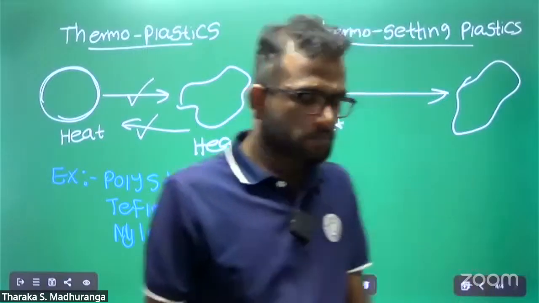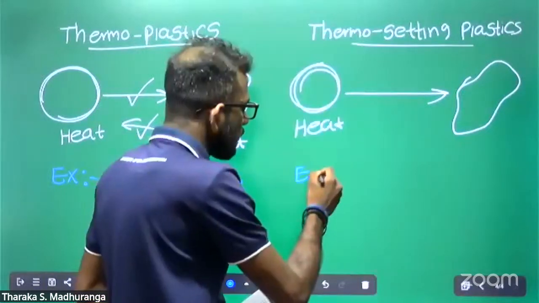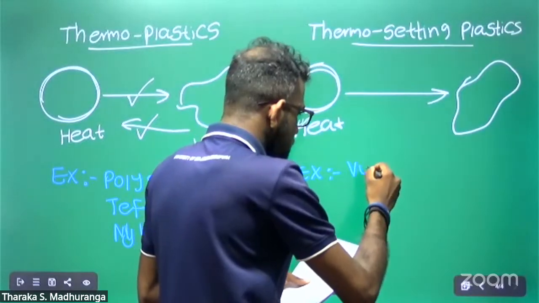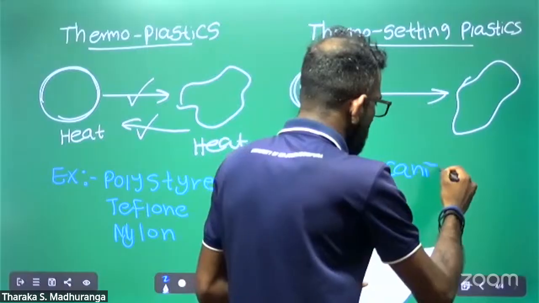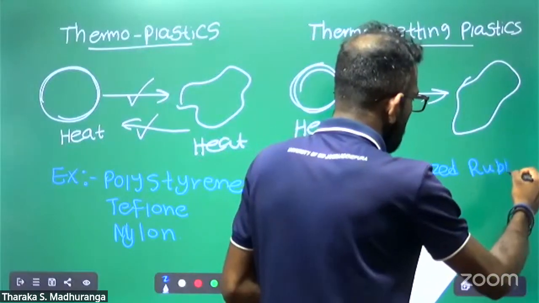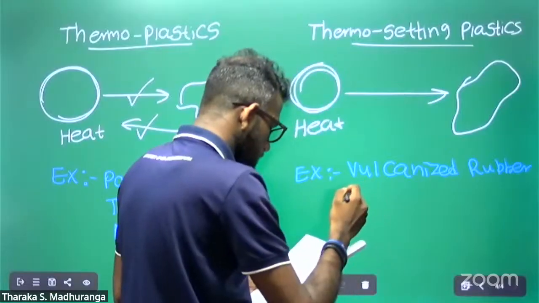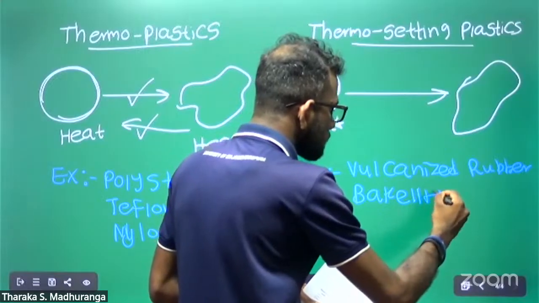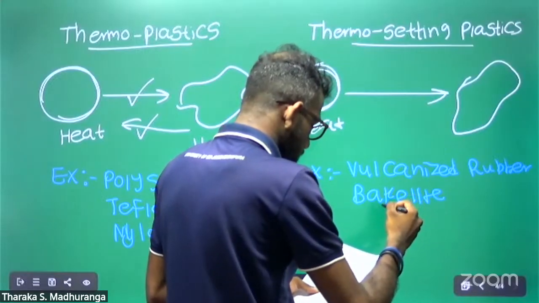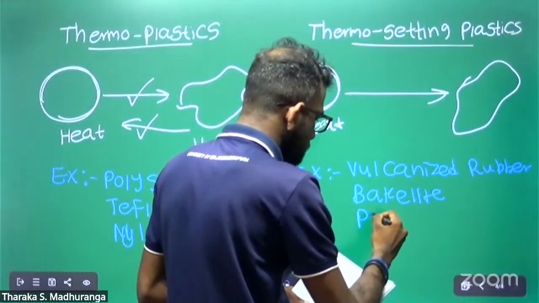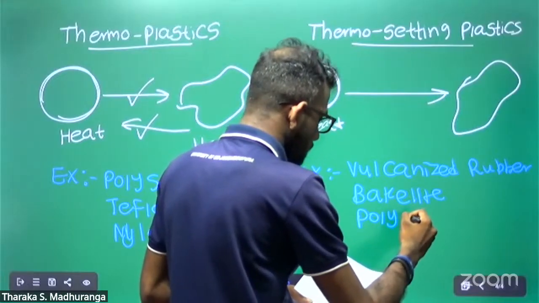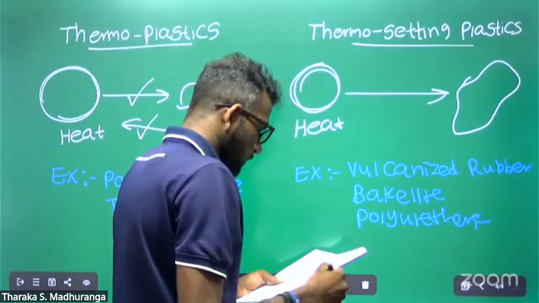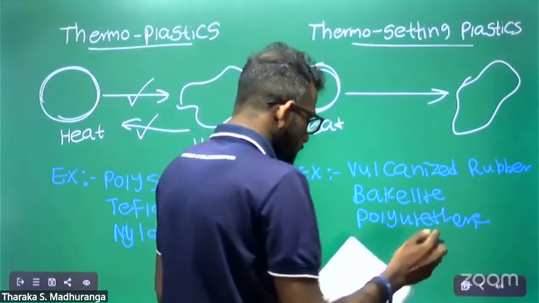Okay. For thermosetting plastic, examples: vulcanized rubber, bakelite, that's a very hard polymer, polyurethane, polyester resin.